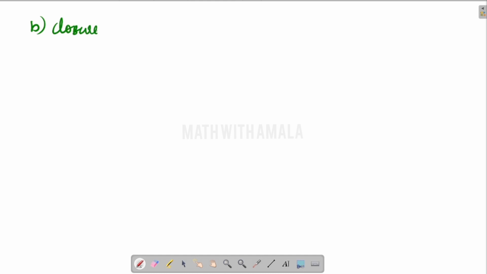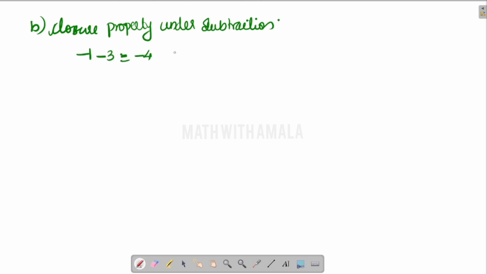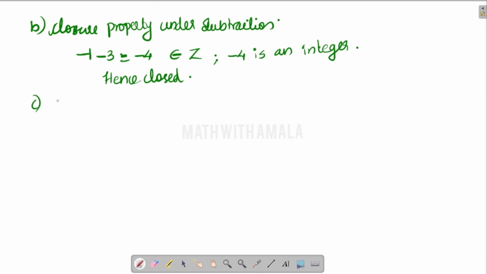Next one is closure under subtraction. Likewise, what we have done for addition, we do for subtraction also. So let's take an example. Minus 1 minus 3, that is minus 4, that is belonging to Z. Minus 4 is also in Z, that means it is in the integer set. Minus 4 is an integer. Hence, it is closed under subtraction. Without any doubt, we can say it is closed under subtraction.